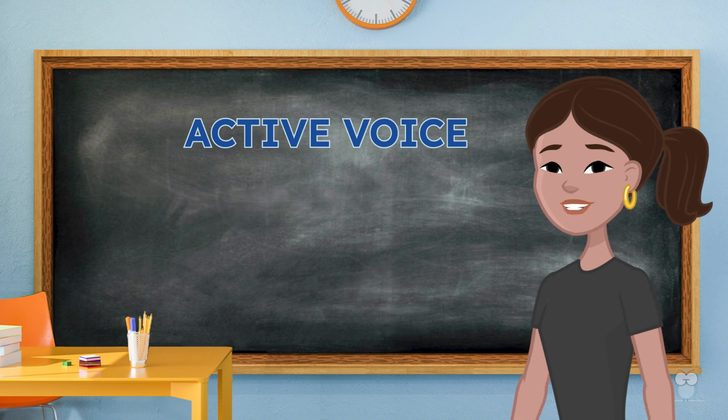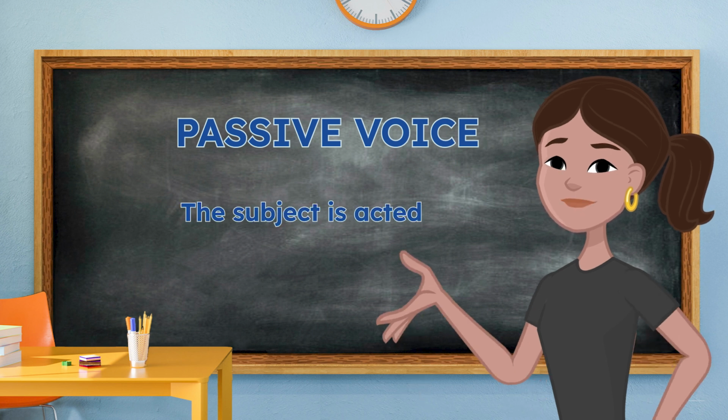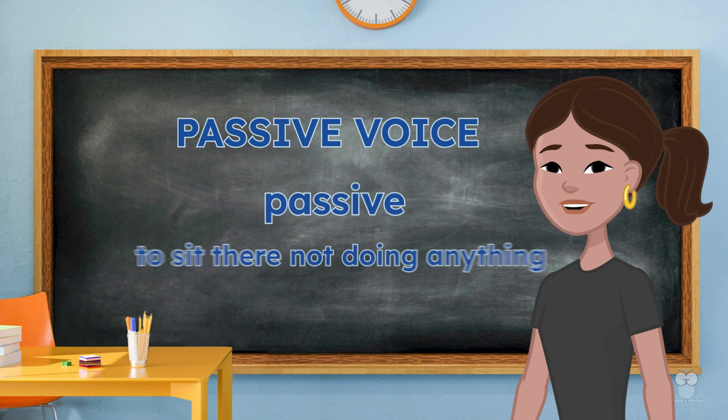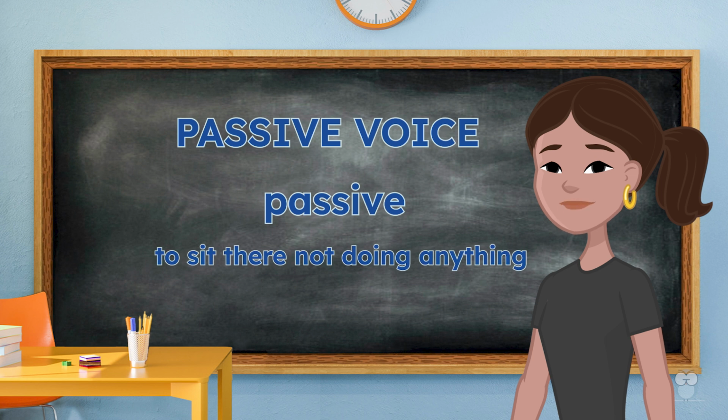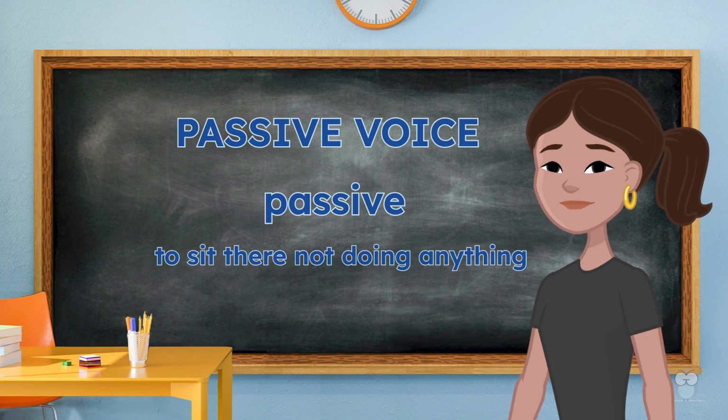Now let's compare this to the passive voice. The passive voice is when the subject is acted upon. It's the subject that receives the action instead of doing it. Think about the word passive. It means to sit there, not doing anything, right? Well, this is what the subject is doing. It's just sitting there, not doing anything. Instead, it's being acted upon while it's being passive.